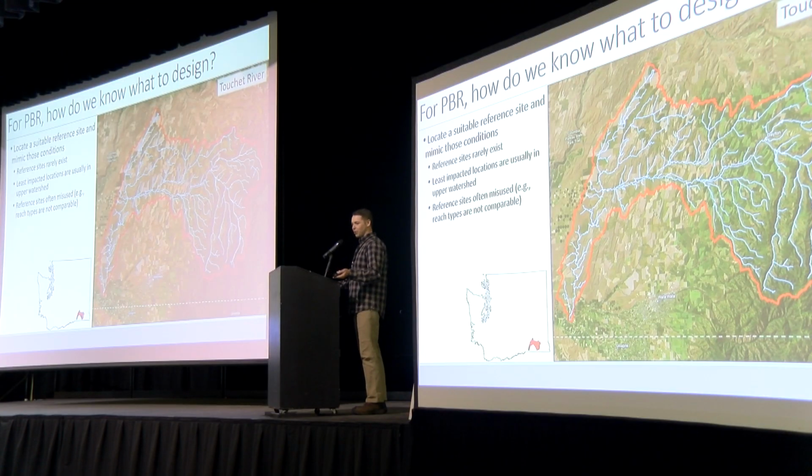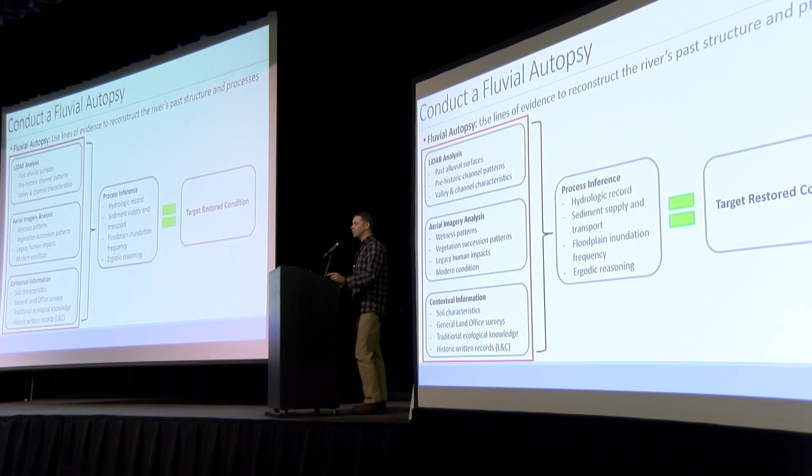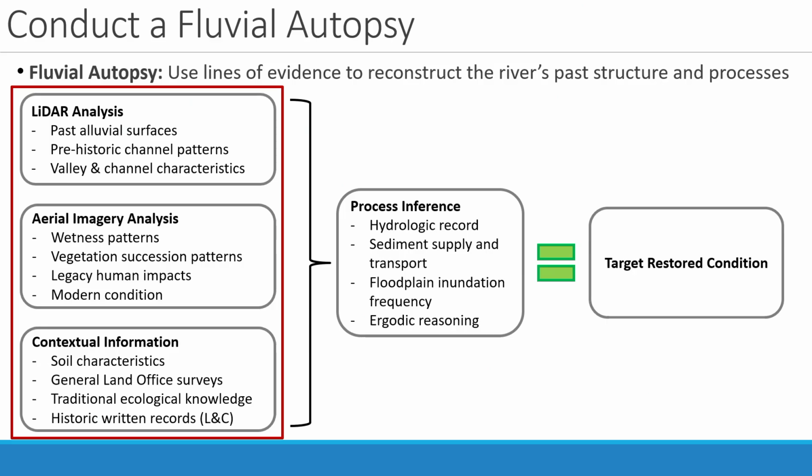So what I would propose is that we use more of an approach moving forward of what I like to call a fluvial autopsy. This is not really reinventing anything new or creating anything new. These types of frameworks exist in a lot of ways. But ultimately, it's trying to use multiple lines of evidence to reconstruct a river's past structure and processes.